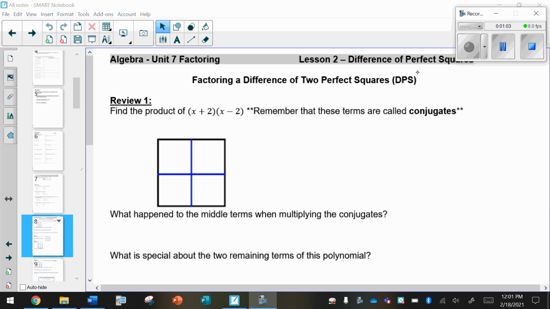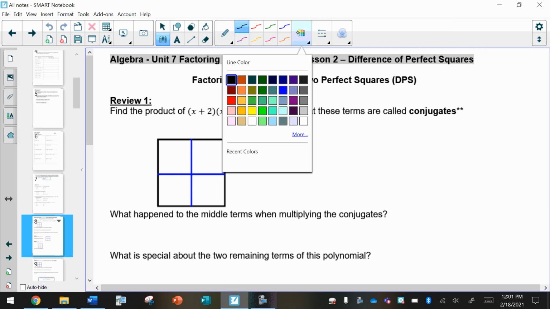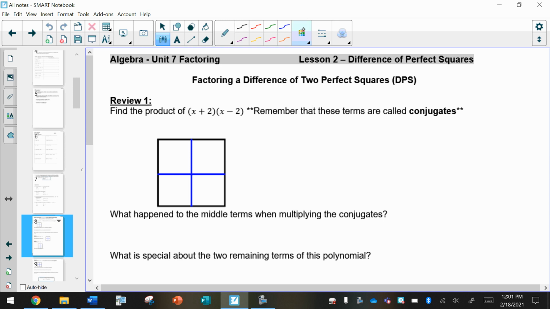But first, as a review and a warm-up, I want you to use the box method to multiply the binomial x plus 2 times the other binomial x minus 2. So multiply those two together using the box method.